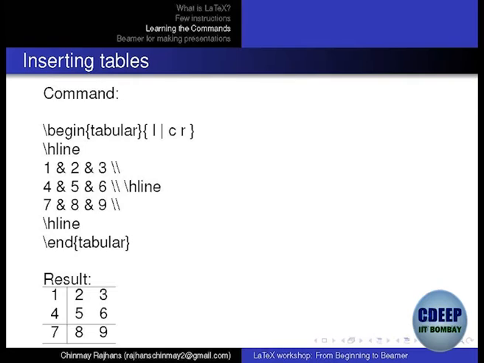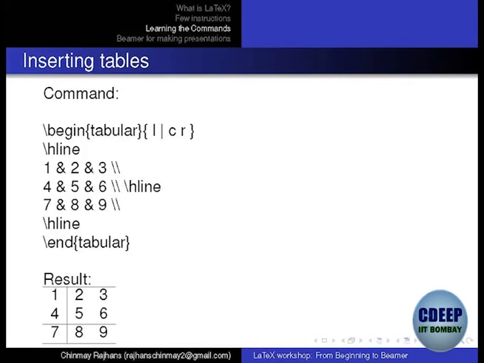If you put that character, at that particular column one line is inserted. If you want a double line, you put that character two times, and you will get a double line after that column. The second is the horizontal line, and the command is hline. Wherever you put backslash hline, it will insert a horizontal line.